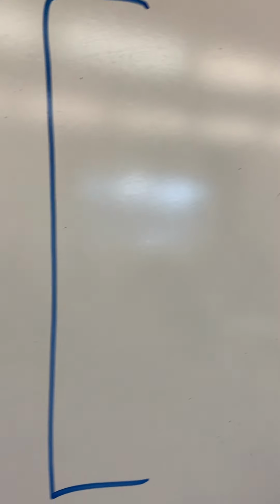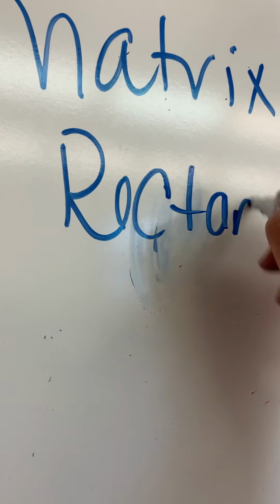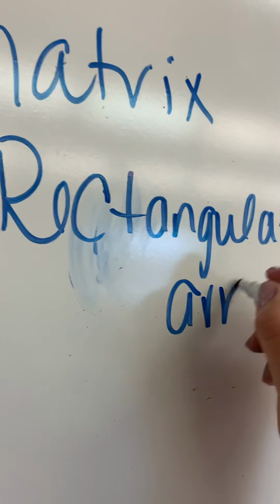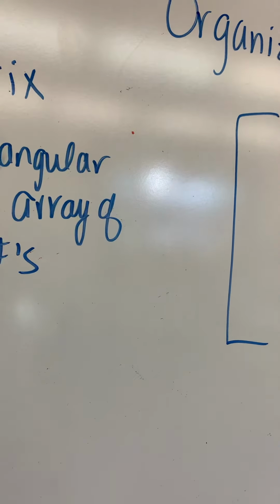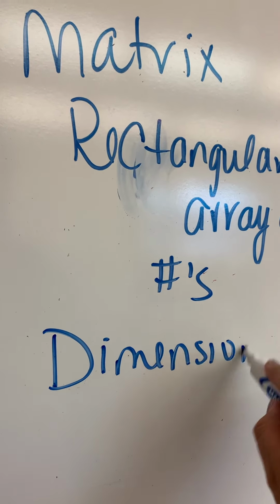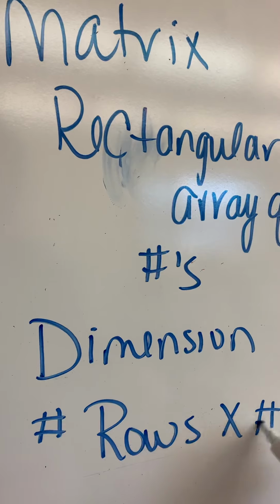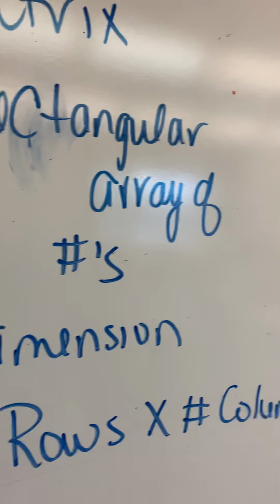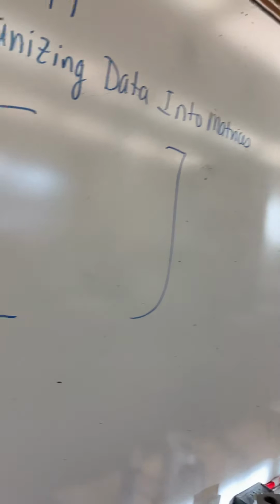So a matrix is a rectangular array of numbers. These numbers are organized in a dimension. And the dimension of a matrix is your number of rows by your number of columns. Rows are across. Columns are up and down.